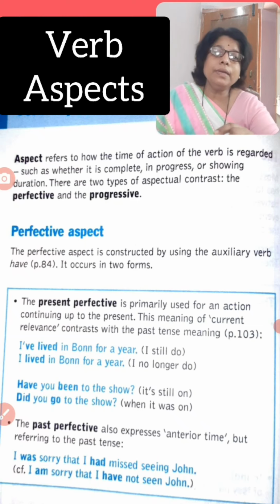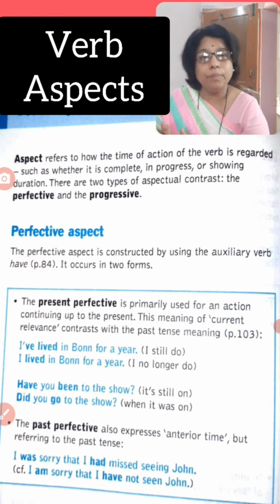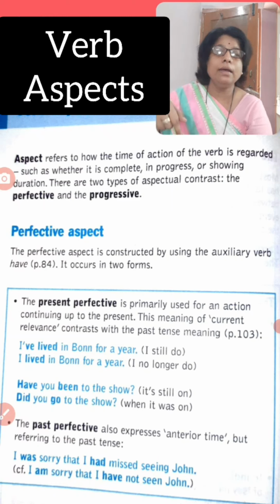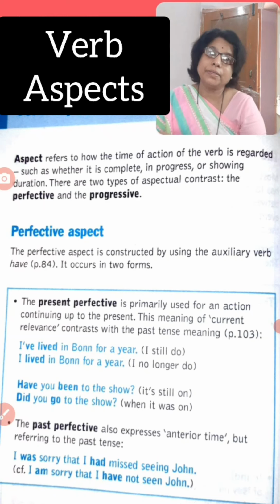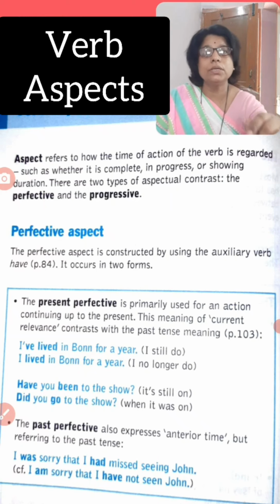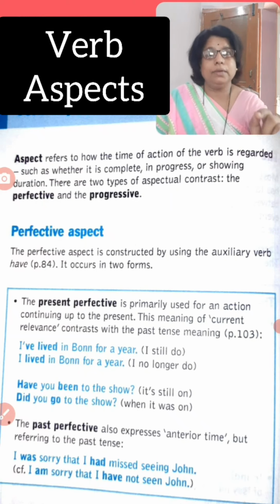So I have lived in Bonn for a year. That means I still live in Bonn. Current relevance. Action started in the past of living in Bonn and continues to the present. Current relevance. The action is not over. So this is the aspect. That is the present perfect aspect.